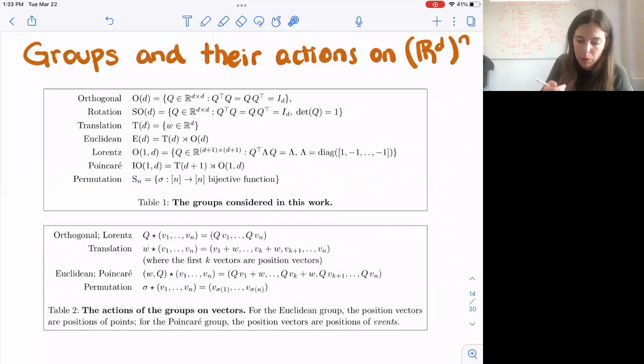And we consider the groups that are relevant for these physics problems. So for instance, the orthogonal group, rotations, translations, the Euclidean group, which is translations and rotations, the Lorentz group, which is kind of like the orthogonal group, but with respect to a different inner product that is not positive definite. These are the transformations that appear in special relativity. Then the Poincaré group, which is Lorentz transformations and rotations, and then some permutations. And the actions are the actions that you would expect.